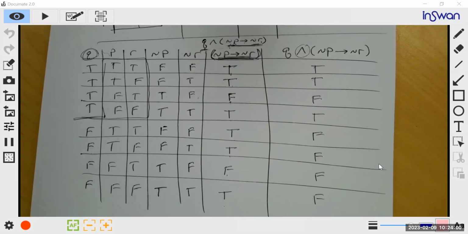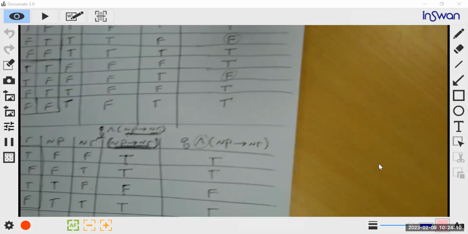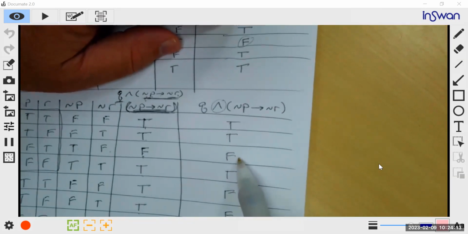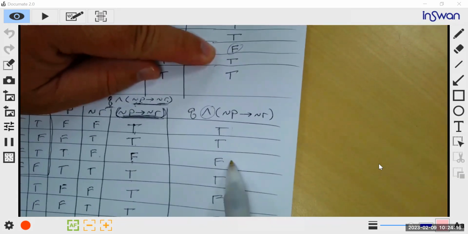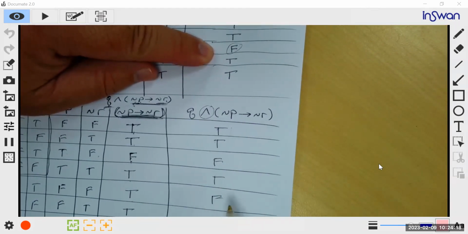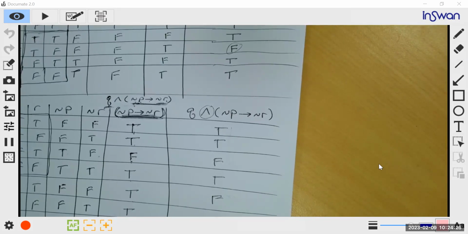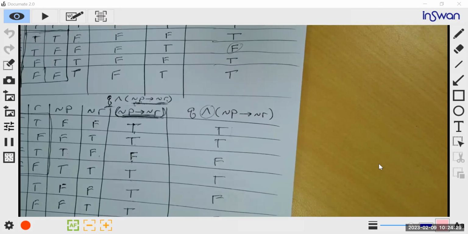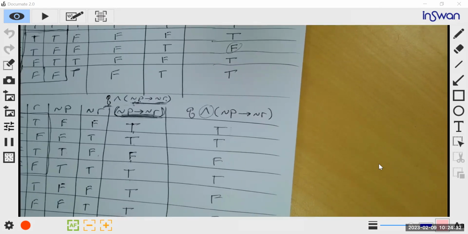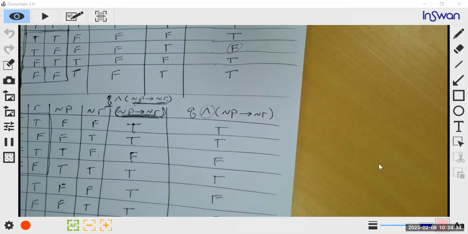Are the two statements equal? No, this one is TTF, this one's TTF, TFF. So this is where they miss it. As long as there's one element that's different, they're not equal statements. So that's how you compare two statements to see if they're equal or not. Or two conditional statements.